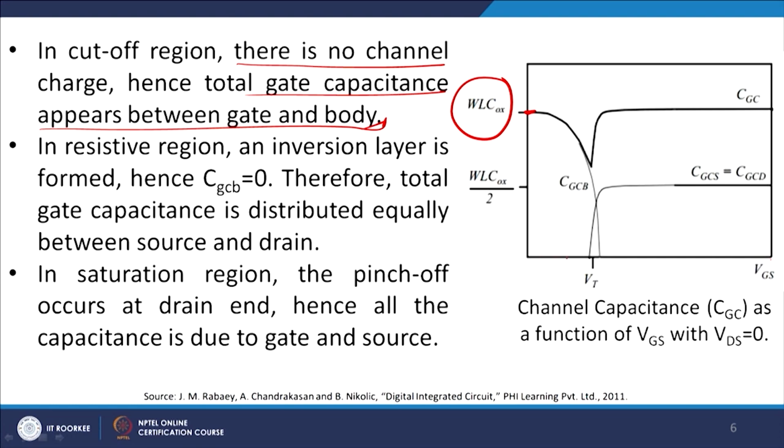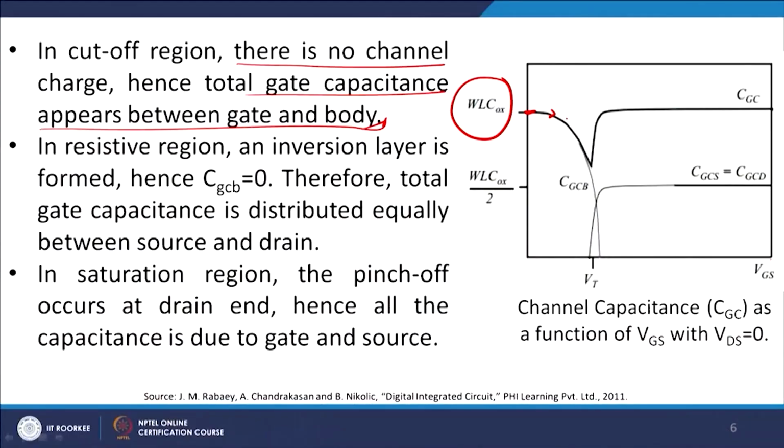As you go on increasing the value of gate voltage, since more and more charge carriers start to form, the screening takes place and the potential and the capacitance start to fall down. So, you have a reduction in the capacitance at this particular point.